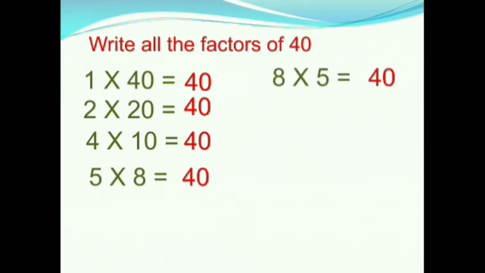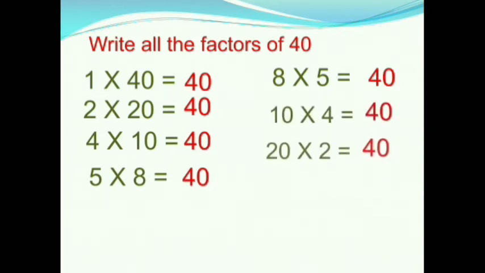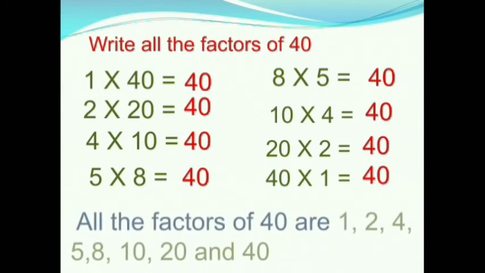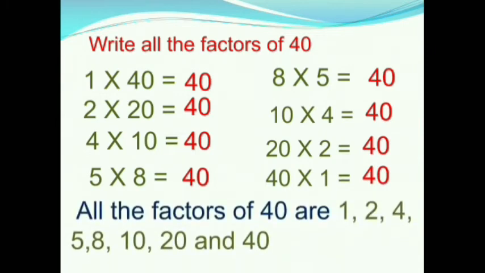8 into 5 is equals to 40. 10 into 4 is equals to 40. 20 into 2 is equals to 40. 40 into 1 is equals to 40. Therefore, all the factors of 40 are 1, 2, 4, 5, 8, 10, 20 and 40.